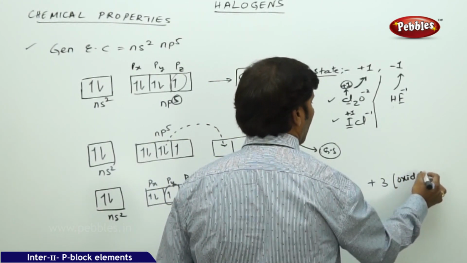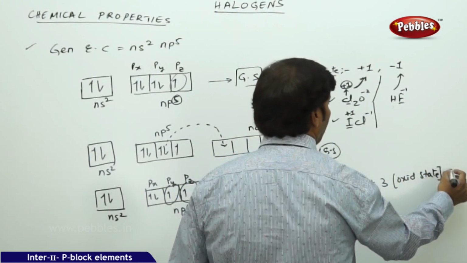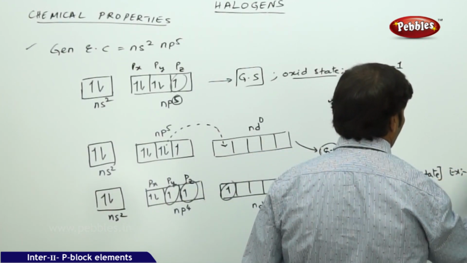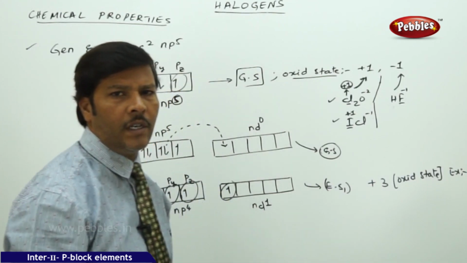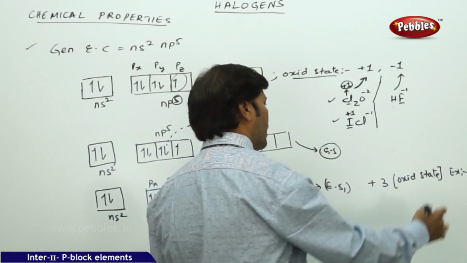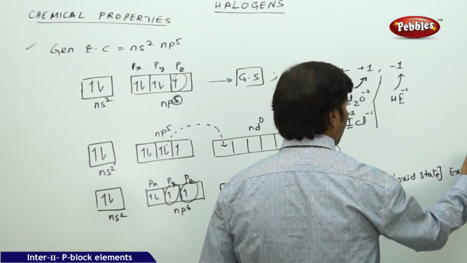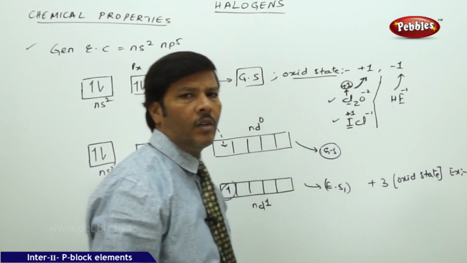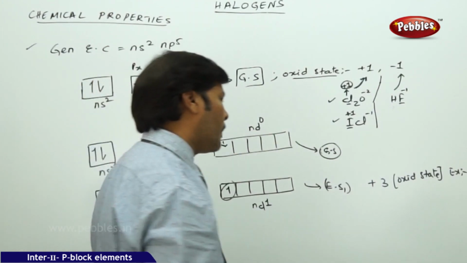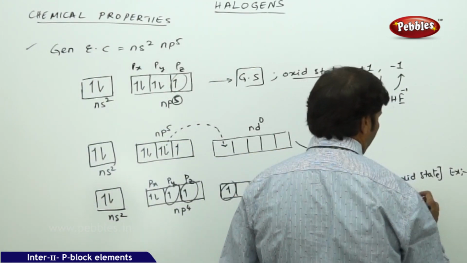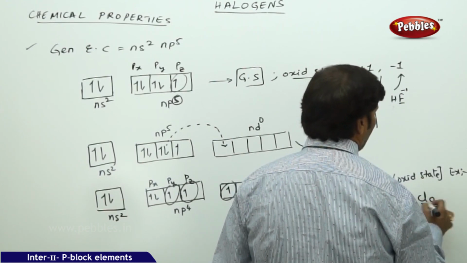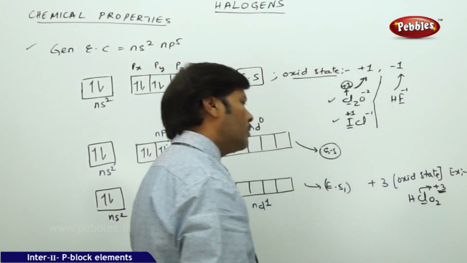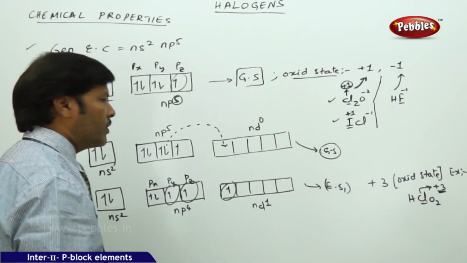If it is the +3 oxidation state, then what examples can you take here? The best example is ClF3, that is an interhalogen compound, chlorine trifluoride. The oxidation state of chlorine is +3, and you can also take the oxyacids of chlorine. You can take HClO2 also, chlorous acid, which is +3 oxidation state. So these are the 2 examples we can give for the +3 oxidation state.